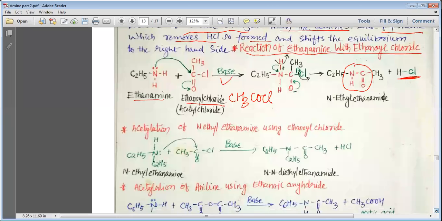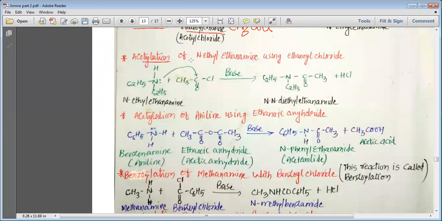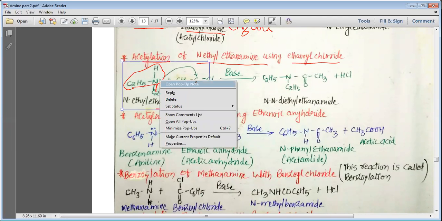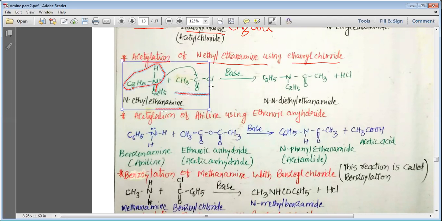In the same way, let us see the further reactions. Acetylation of N-ethyl ethanamine using ethanoyl chloride. So you have this compound N-ethyl ethanamine. This is the N-ethyl part and this is ethanamine, which is allowed to react with the acid chloride CH3COCl in the presence of a base. You can expect this carbon to be bonded with this nitrogen. This chlorine will be removed easily and this hydrogen will also be removed, which produces HCl, and this group is simply bonded to it.